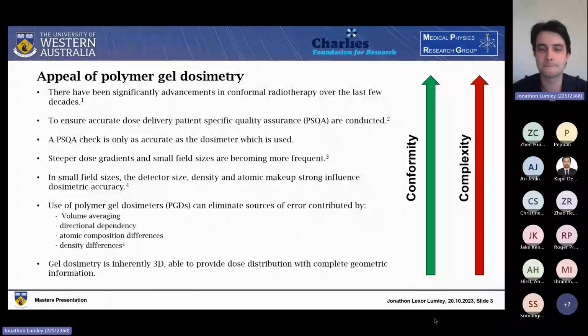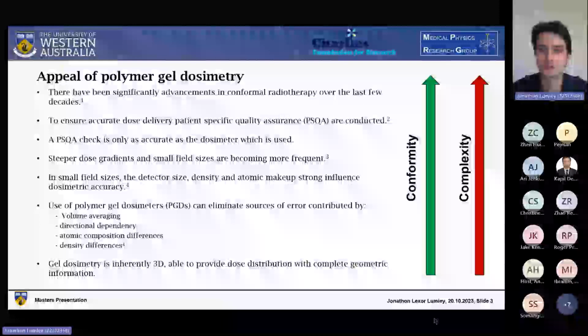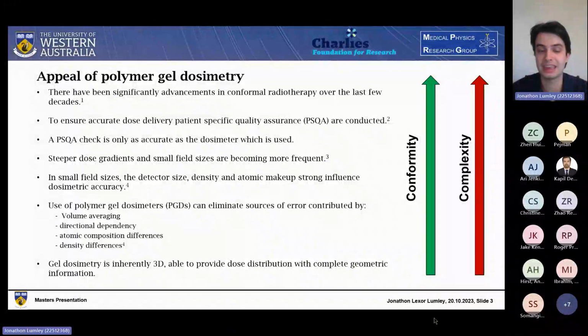But perhaps the most promising aspect of gel dosimetry is that it's inherently 3D. This means it's able to capture a truly 3D dose distribution without making any assumptions, and it can house complete geometric information. Furthermore, we're able to pour the gel into molds, and we can basically shape anthropomorphic phantoms with realistic contours and increased dosimetric accuracy.